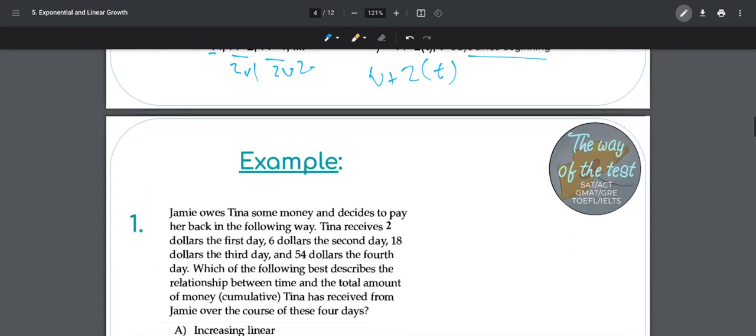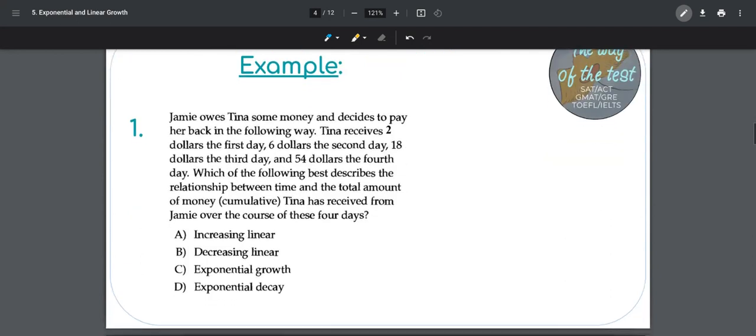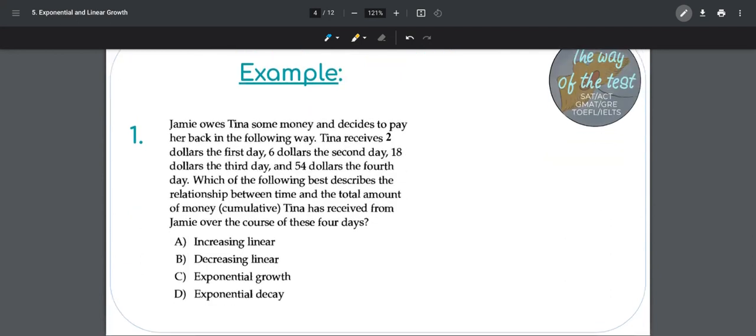We're going to do an example. I want you to do this example. Pause the video right now. All they're asking you is to find whether this is going to create an exponential or a linear, either growth or decay. Okay, pause the video. Now we're going to solve it. So let's read the question.